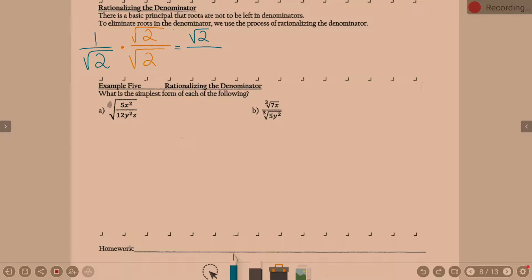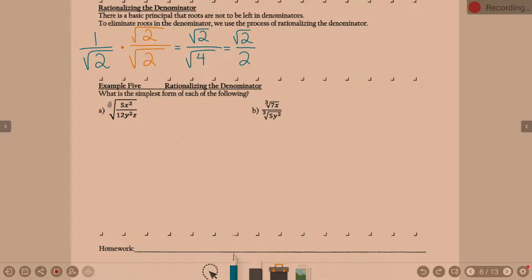If you want that middle step, some of you do, some of you don't. Square root of 2 times square root of 2 is square root of 4. But what do you know about the square root of 4? It's 2. So that means my denominator can become 2. My numerator stays square root of 2.